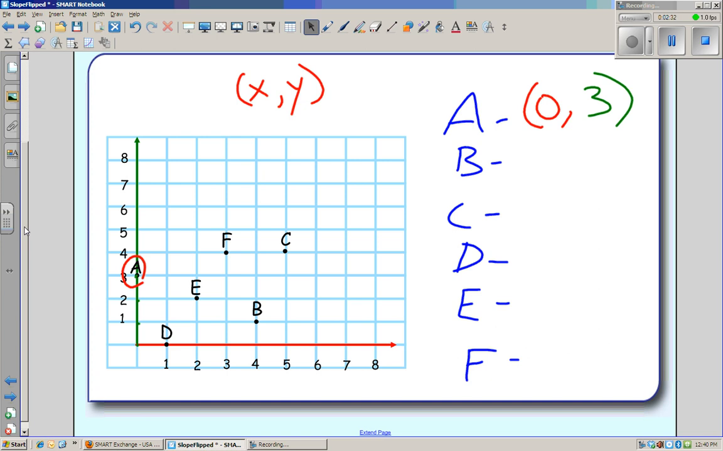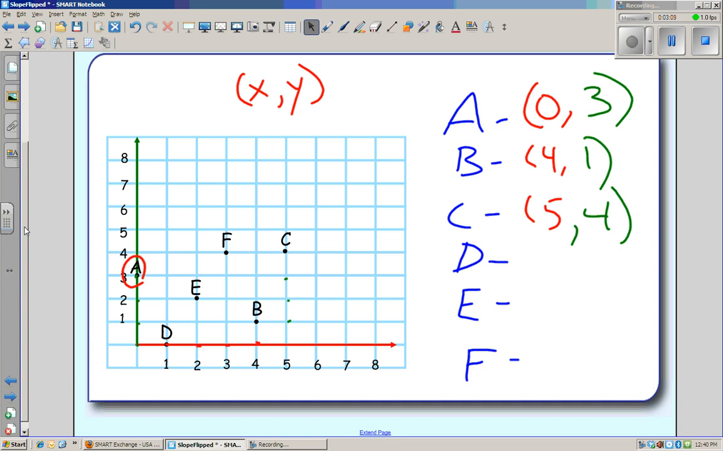All right, moving through quickly, and I will keep them color coordinated for you. X being in red, Y being in green. For B, it moves over. Our point moves over 1, 2, 3, 4. That is my X. And my Y, it moves up 1 spot. My ordered pair is 4, 1. For C, it moves over 1, 2, 3, 4, 5. And it moves up 1, 2, 3, 4. My ordered pair is 5, 4.